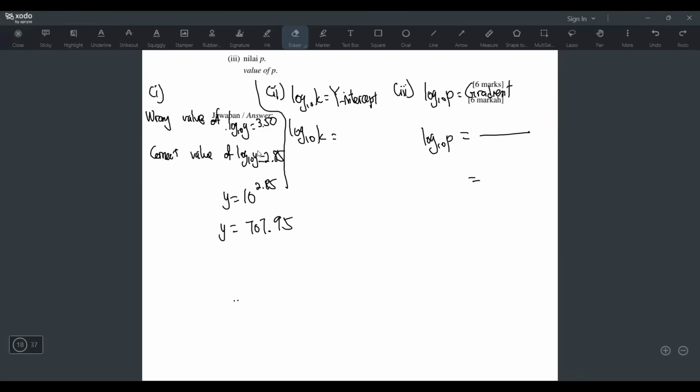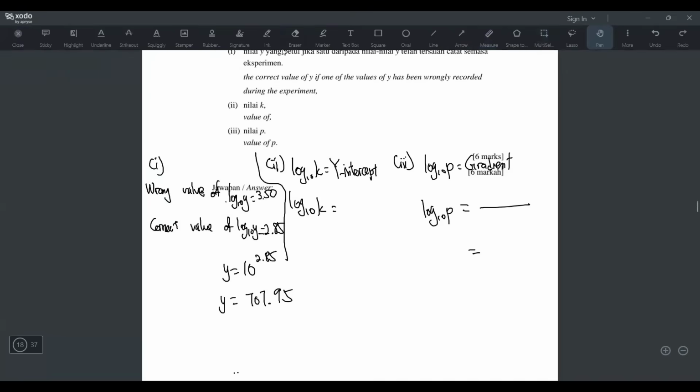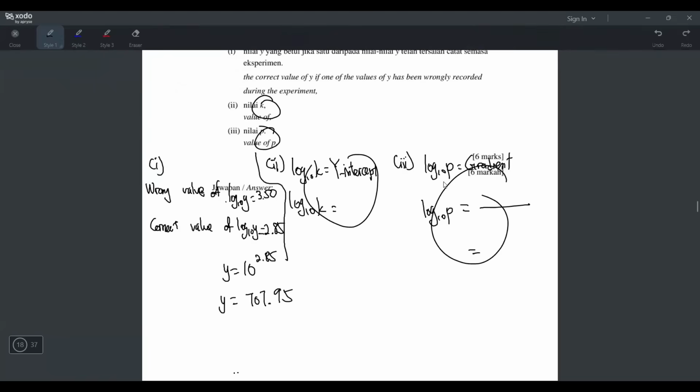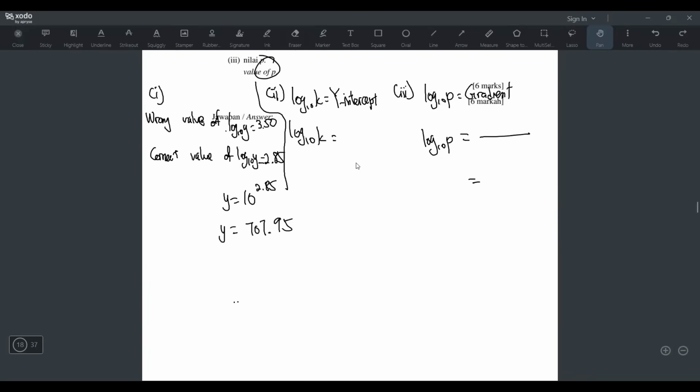Right. Okay, now I want to continue with the second question. The second question asks us to find K, and then the third question asks us to find P. And I already wrote them down earlier. I already wrote it just now, even before I did A, after I changed to linear form, I already saw the gradient is log P, and the intercept is log K, and I already wrote them down.